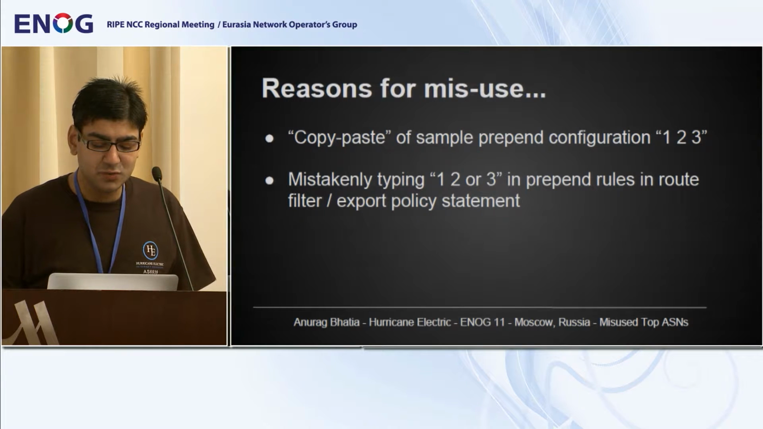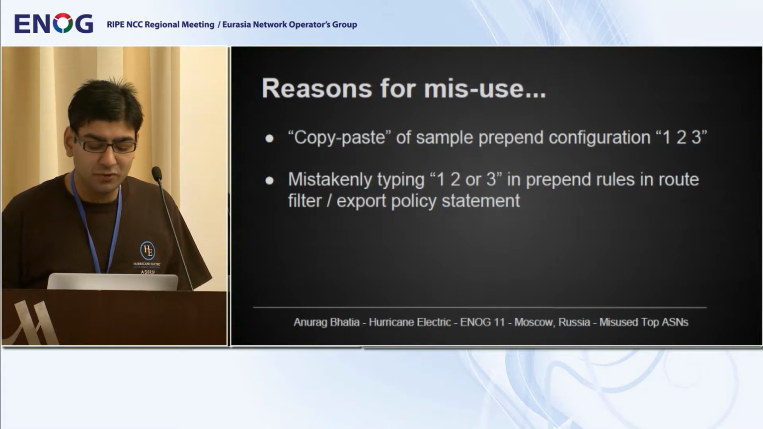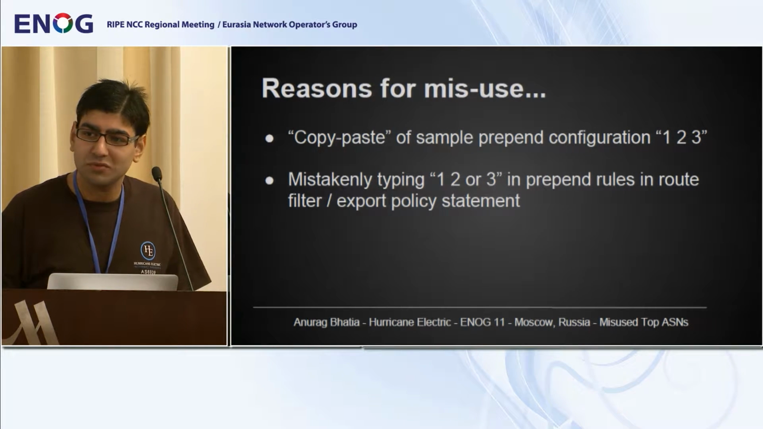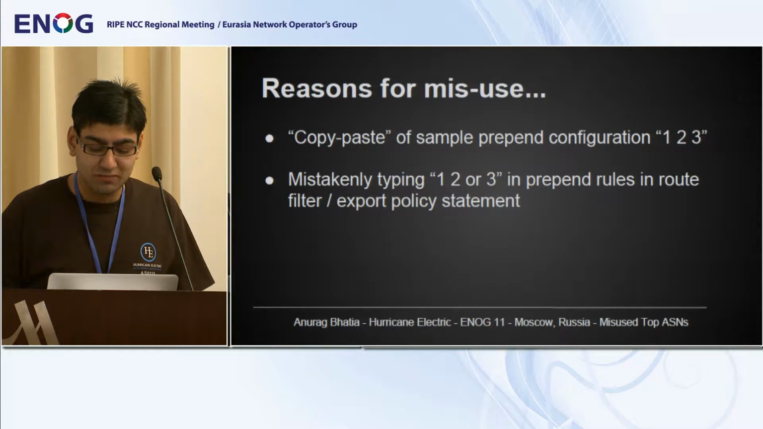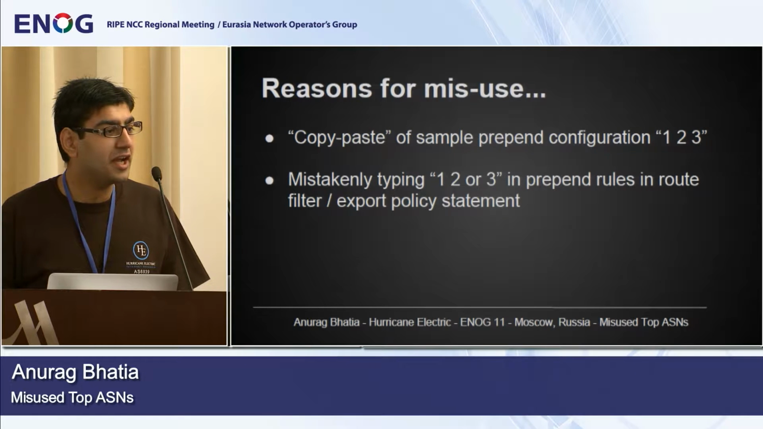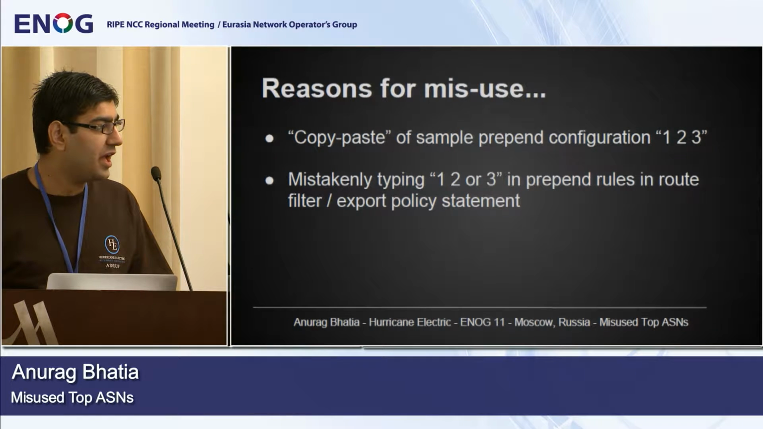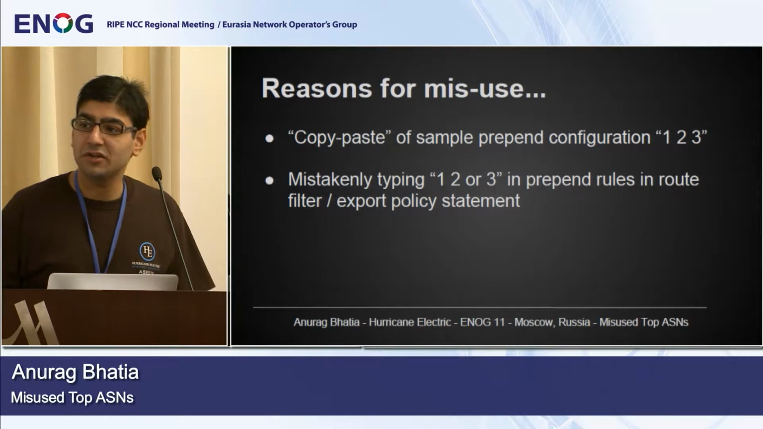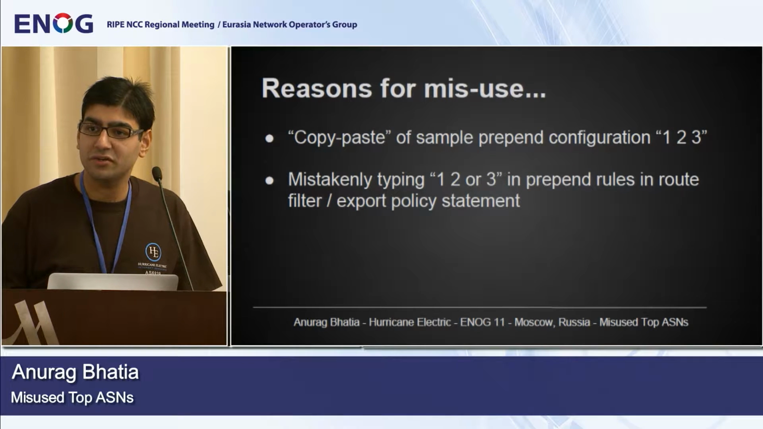The other case is where someone is typing out a long prepend. Although it's bad to do a long prepend, it doesn't really help, a lot of people do long prepends, and that results in them mistakenly typing 1, 2, or 3 in the AS path, and that again brings these ASNs up. So our study was to find how many times these ASNs appeared, and speculate on the reasons and the regions around there.